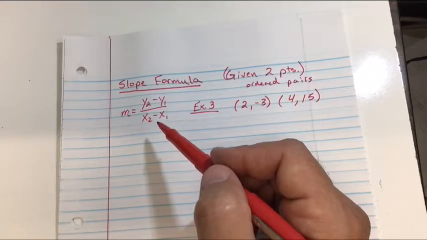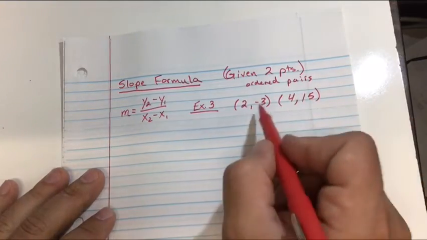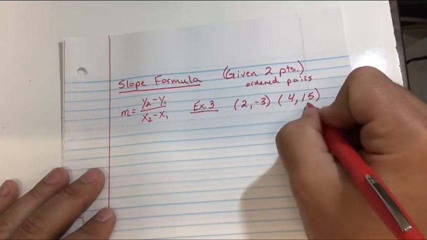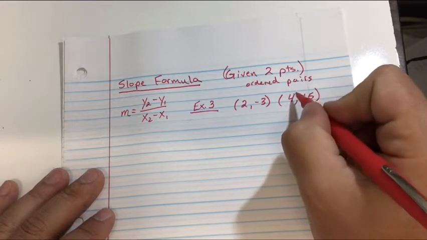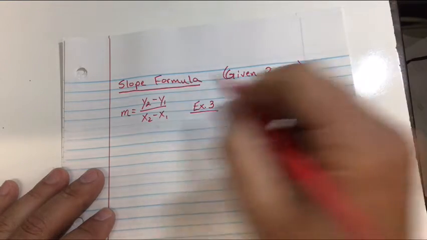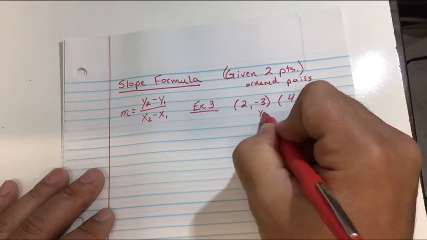There we go. Sorry about that. y2 would be the second y coordinate. That would be this one. Remember, ordered pairs are always x first, then y. y1 would be the first y coordinate.